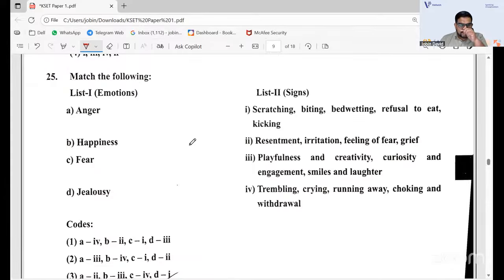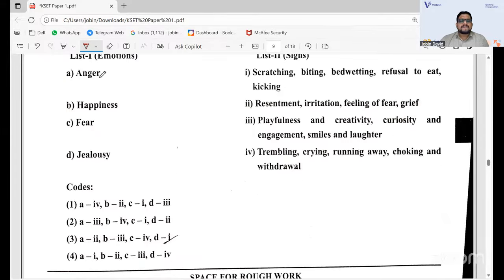Now 25, there are some emotions and then signs. So anger, happiness, fear, jealousy. It is easy: you go with happiness. With happiness you can have playfulness, creativity, curiosity, engagement, smiles. Okay. So B3. Only one option has B3, that is option 3. Then A2 and C4 you can relate. That is fear: trembling, crying, and all. Jealousy: scratching, refusal to eat or kicking like that.